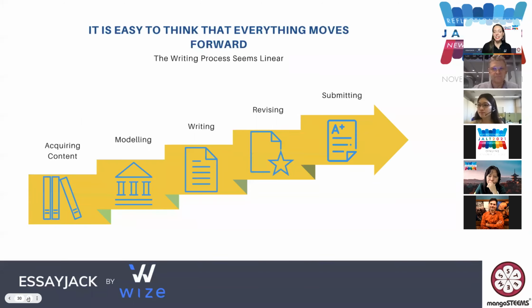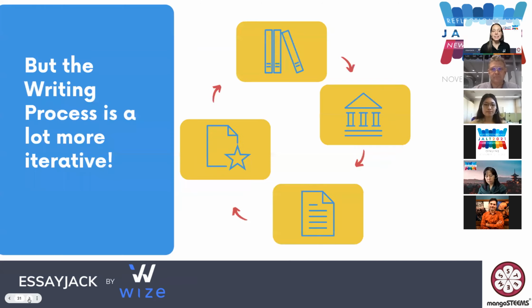I used to be an English professor here in Canada. One of the things that often comes up when we think about academic writing is to think that everything moves forward in a linear process. We acquire content, we get ideas, our teachers model the writing process for students, then students write. Maybe they'll have an opportunity to revise, then they'll submit it and get that formal grade from us. But in fact, writing is a lot more iterative. The process isn't as laid out as straightforwardly as we might like to think.